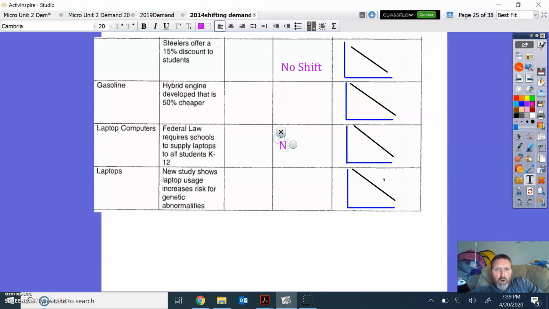Federal law requires schools to supply laptops. No shift. Anytime you see a government policy, I want you to think supply. Don't move the demand curve.